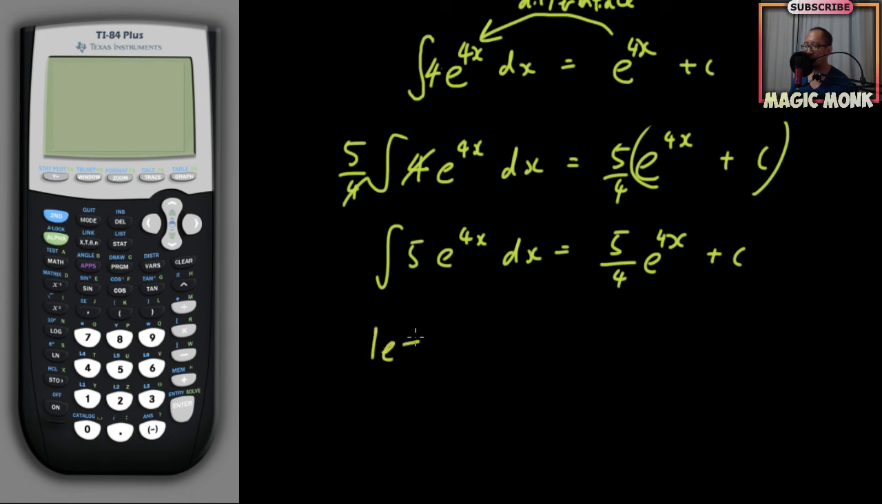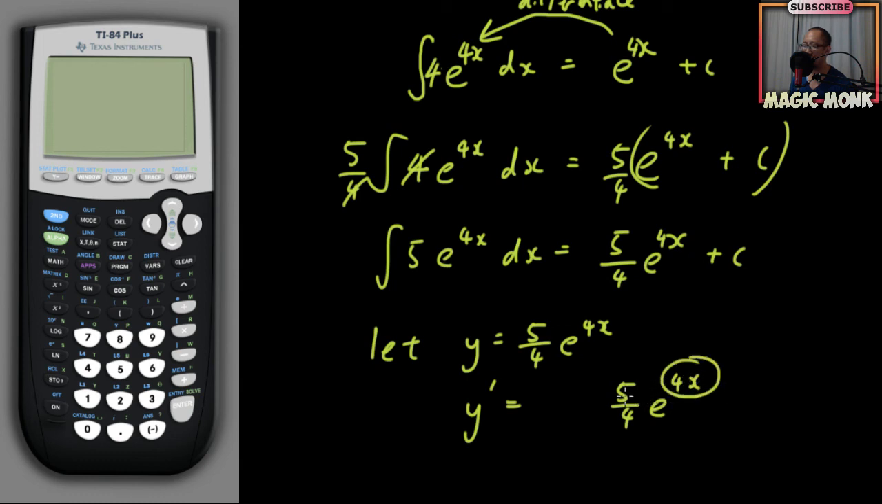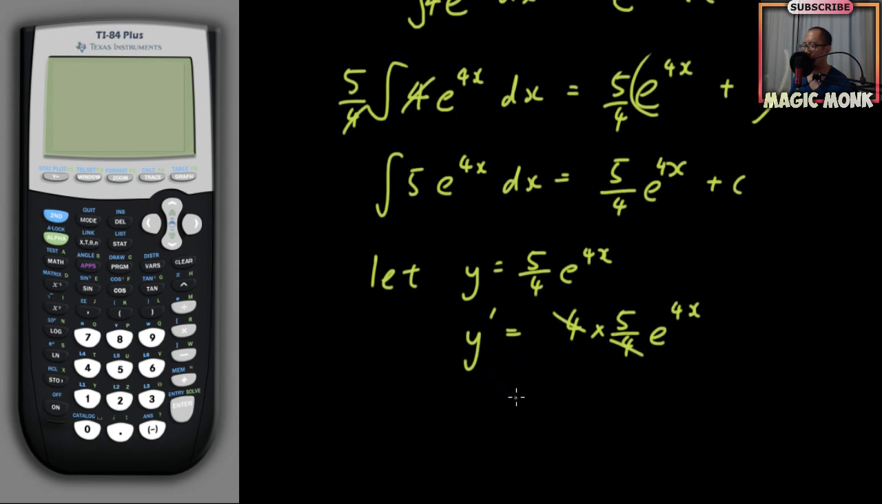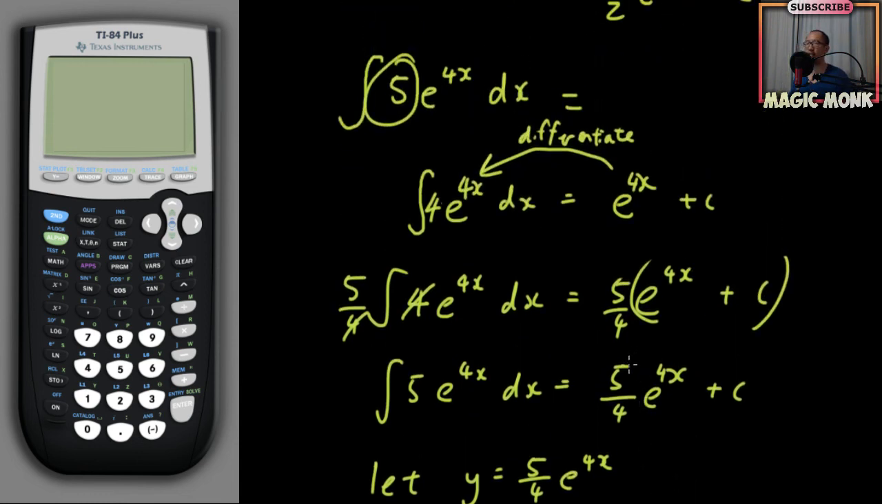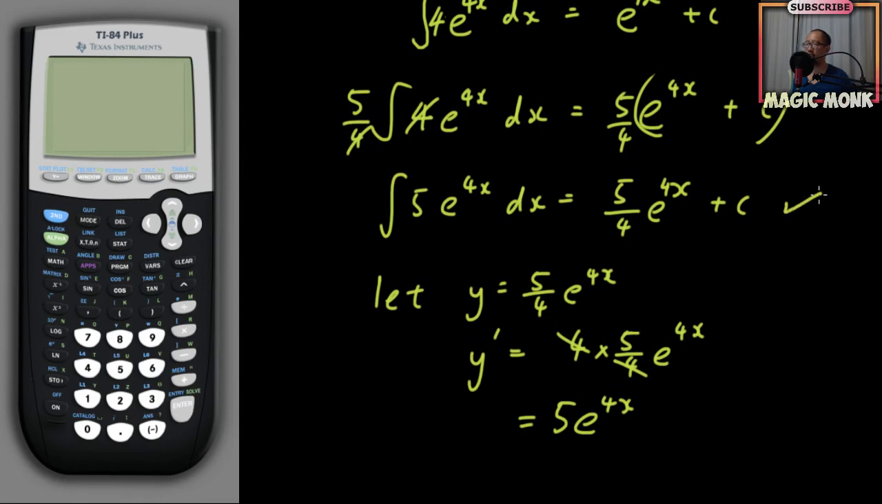Okay, now if you don't believe me, you can try differentiating it. So let y equal 5 over 4 e to the power of 4x. If you differentiate it, right, you copy down 5 over 4 e to the 4x, and then you multiply by the derivative of the inside, which is a 4. So then the 4 at the front and the 4 at the bottom cancel each other out. So it's 5e4x, which is what we wanted. So this is the answer.